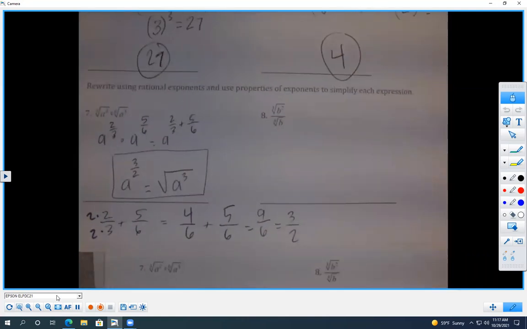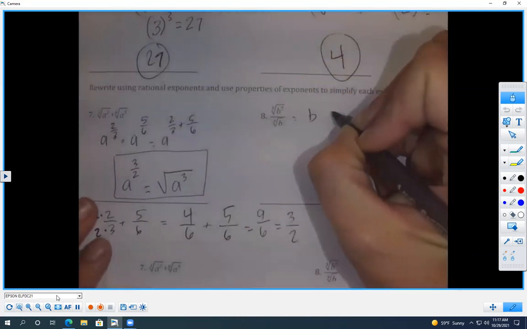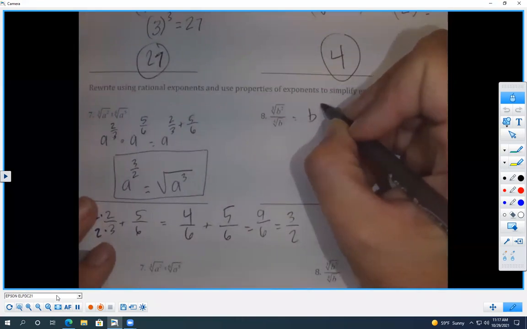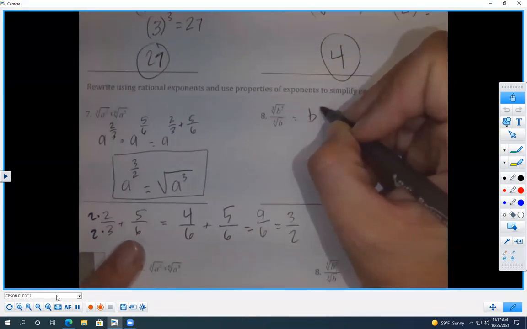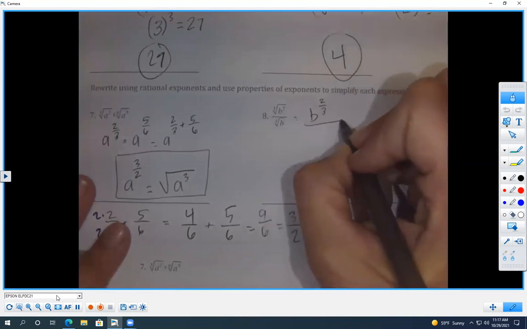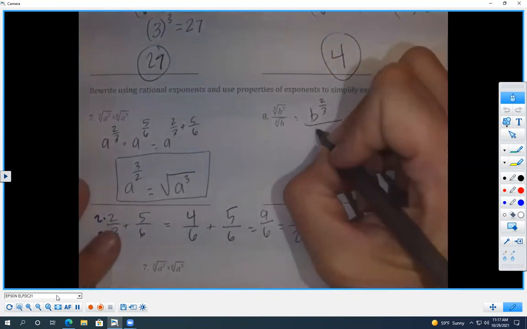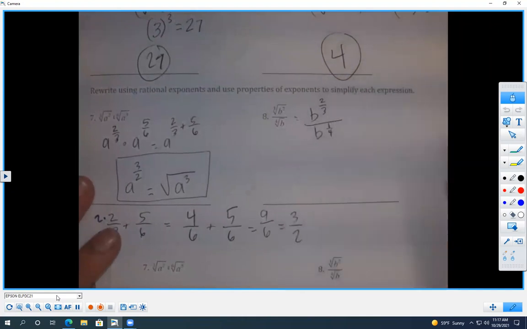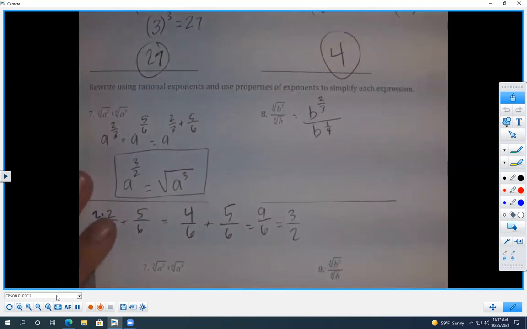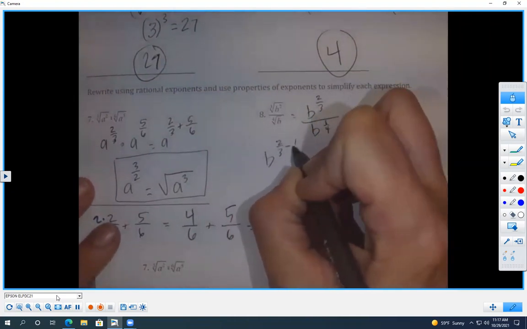Number 8, same idea. This time it's a division problem, which means you're doing what to your exponents? Subtracting them. So when I rewrite it, it becomes b to the what power? 2/3. Sorry, it's the other way around. 2/3 power, and then the 4th root of b would be b to the 1/4, which becomes b to the 2/3 minus 1/4.